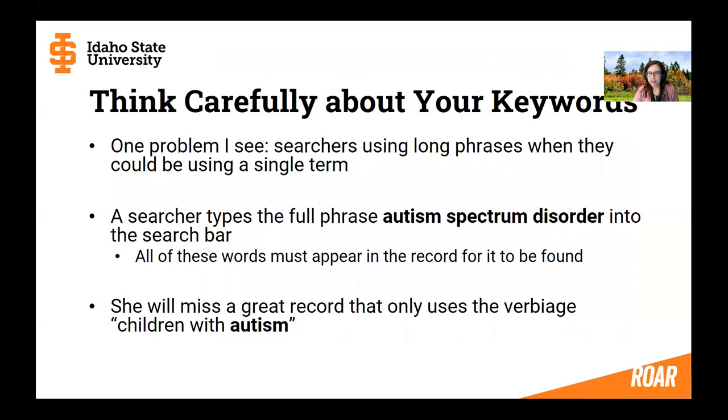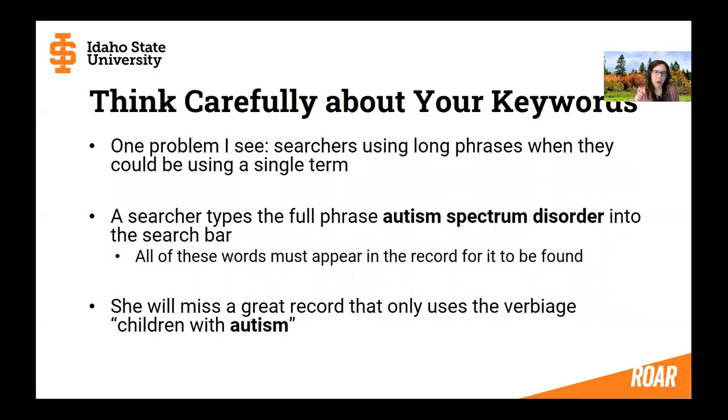Here are the things that trip people up, okay? I see people searching long phrases in a database. If a searcher types the full phrase autism spectrum disorder, all 3 words, into a search bar of a search engine, that means all 3 of those words must appear in the record for it to come back in the search.